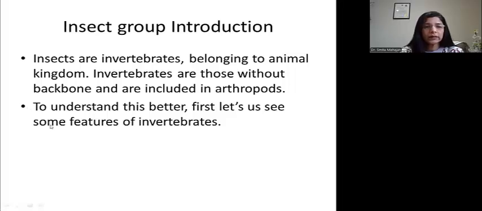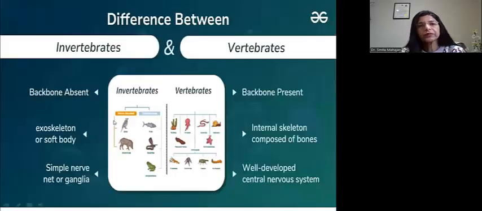First of all, let us classify how we come to insects. What is the insect group of remedies? It is the invertebrates. The animal kingdom is classified into vertebrates and invertebrates. To understand this better, let us see the next slide. In vertebrates there is a backbone, and in invertebrates there is no backbone.